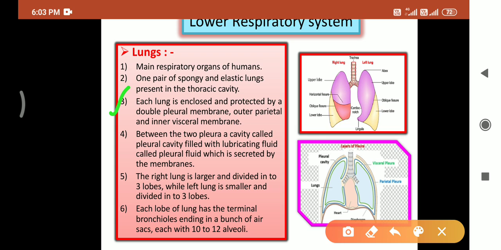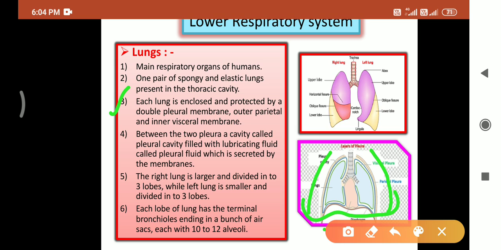Third point: each lung is enclosed and protected by a double pleural membrane. This word pleural is always related to the pleural cavity or the lungs. When you talk about the heart, in biological terms we use the word cardiac. When you talk about the lungs, you use the word pleural, right? Here you can see the pleural membrane. The lungs are fully covered; you cannot see the lungs directly when you dissect the human body. First of all you see this membrane. So what is the name of this membrane?